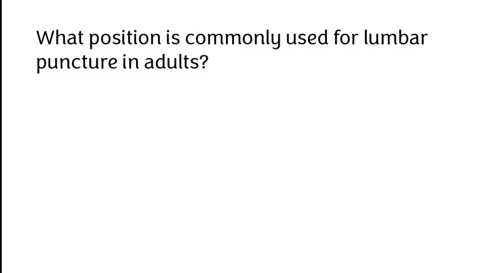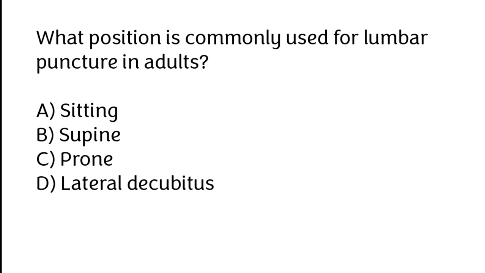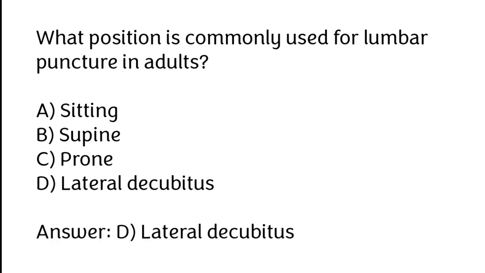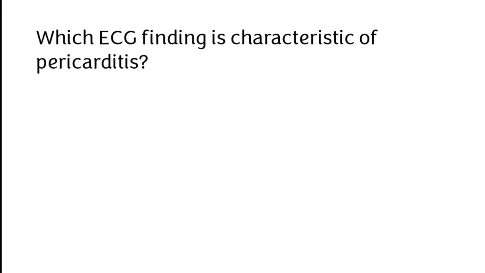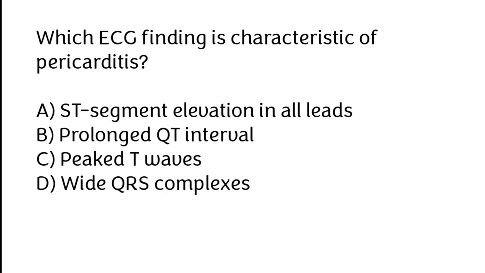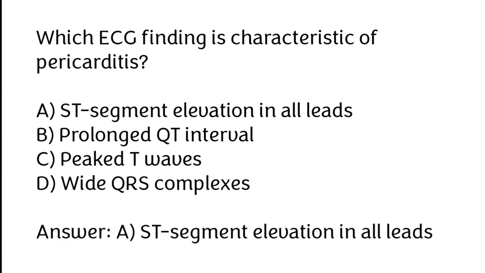Which position is commonly used for lumbar puncture in adults? Sitting, supine, prone, lateral decubitus. Correct answer is option D, lateral decubitus. Which ECG finding is characteristic of pericarditis? ST segment elevation in all leads, prolonged QT interval, peaked T waves, wide QRS complexes. Correct answer is option A, ST segment elevation in all leads.